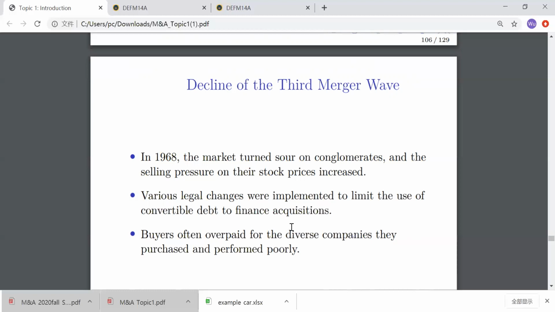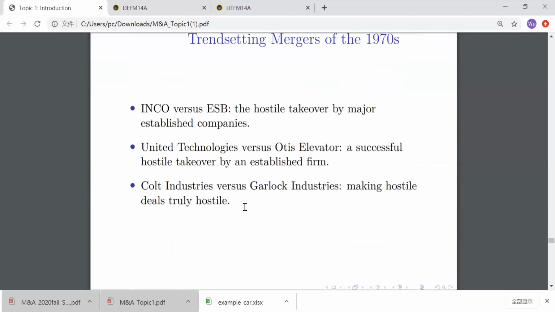In 1968, the market goes down. These companies faced selling pressure on the stock prices, and various legal changes were implemented to limit the use of convertible debt to finance acquisitions. Also, the buyers often overpaid for the diverse companies they purchased and then performed poorly. So this is the decline of the third merger wave.